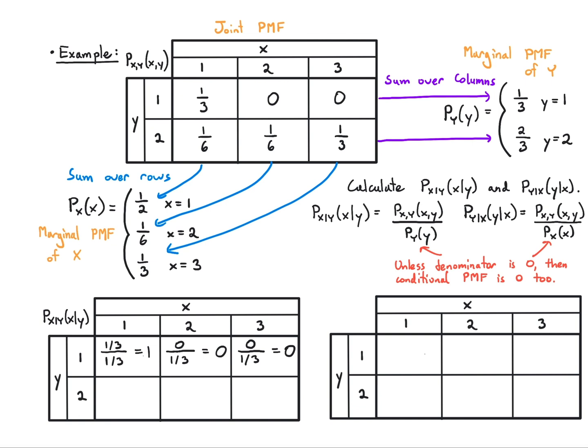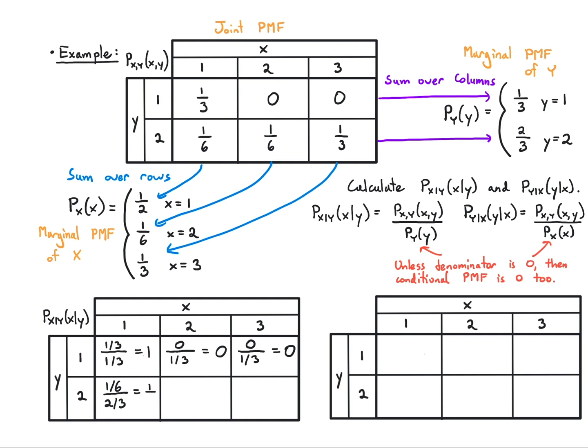I'm going to pick up the entry for y equals 2 and x equals 1. That's going to be a sixth. Okay, I write that down. I'm going to divide that by the marginal at 2 for y, and it's going to be 2/3. So I have a sixth divided by 2/3, and that's going to be a fourth.